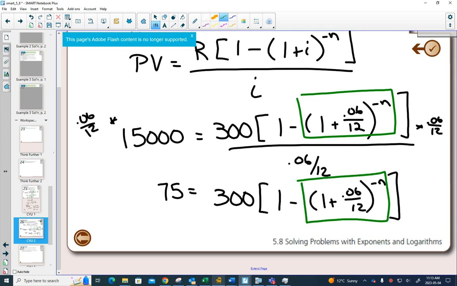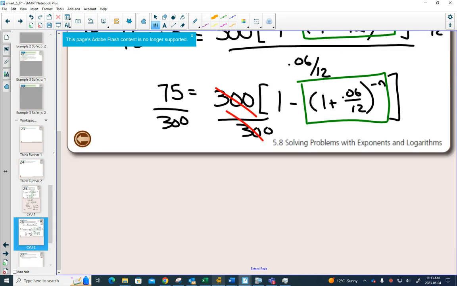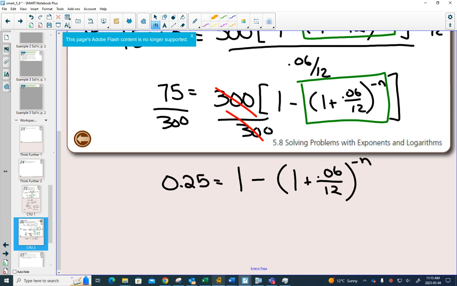And I still want to get that by itself. Next, I would have to divide both sides by 300. And I get 0.25. Square brackets aren't needed anymore. I can now move the 1 over to the other side by subtracting 1.